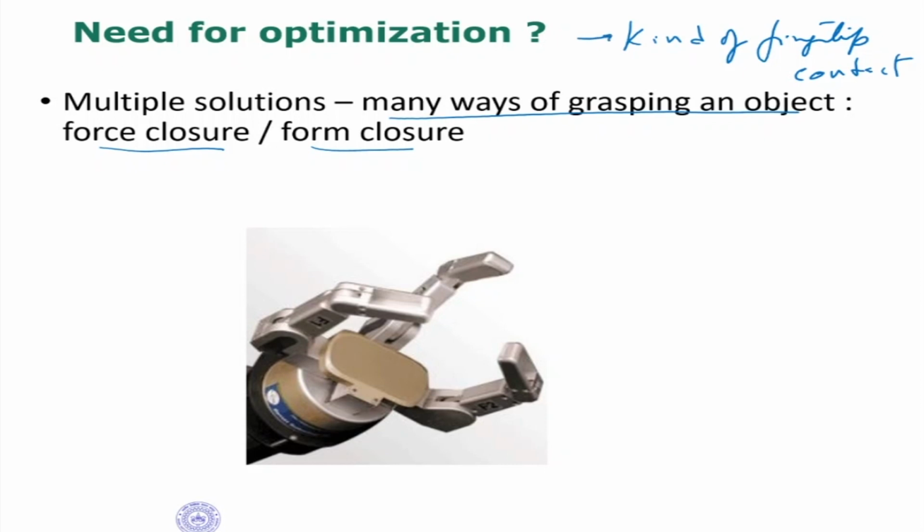So we know that there are multiple solutions. In all these cases we talked about, there is always a very large number of solutions. For example, there are many ways of grasping an object, and many ways by which you can give an object a particular trajectory. So this is what we are trying to look at, and hence there is a need for optimization. Whenever you have multiple solutions, there is a question of optimization. This is something we'll look at today.